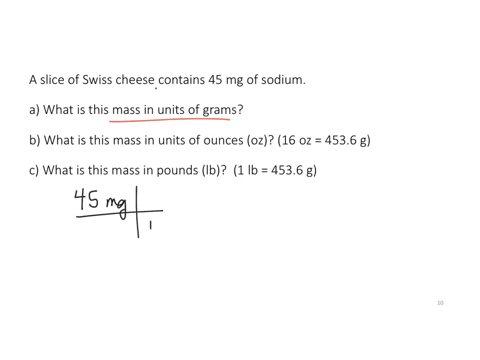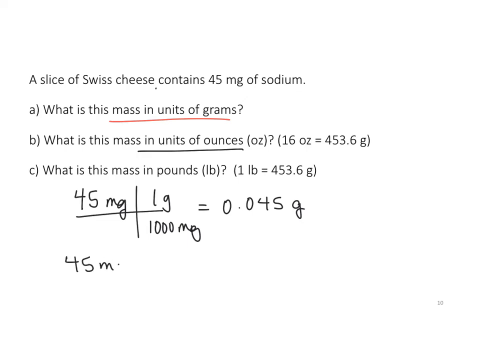Well, 1,000 milligrams equals 1 gram. So convert the 45 divided by 1,000. That gives 0.045 grams. What is the mass in units of ounces?